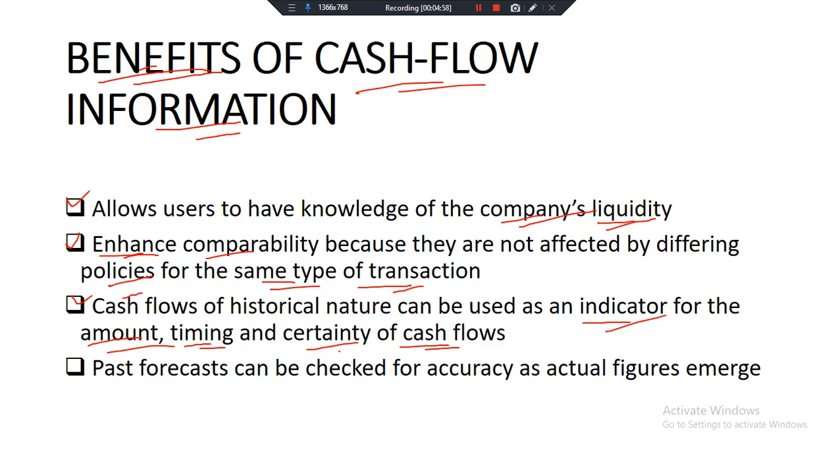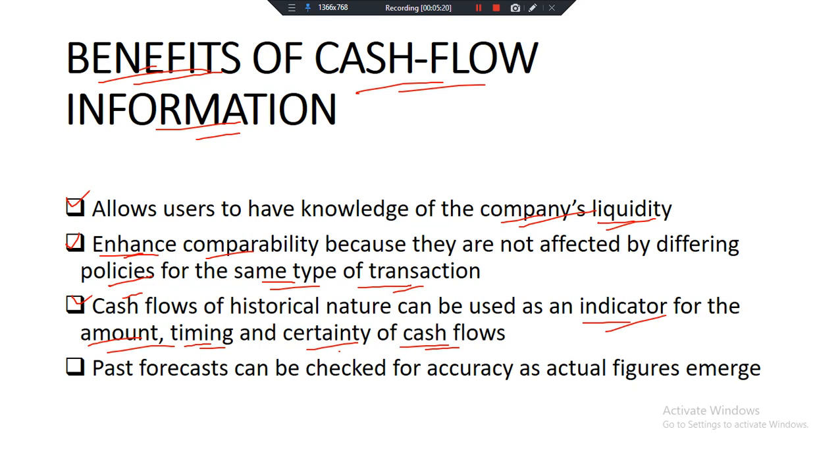So how much cash flow is coming into the business, and how much cash flow is expected to come into the business in future periods. The historical information can be used as an indicator of how much money, and the timing, as well as the certainty of cash flows, that are going to come into the business.